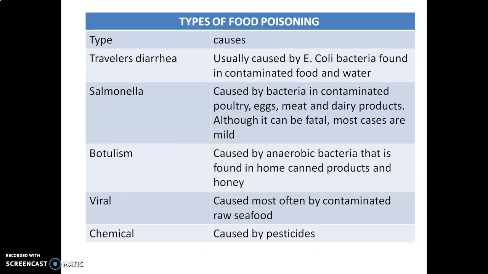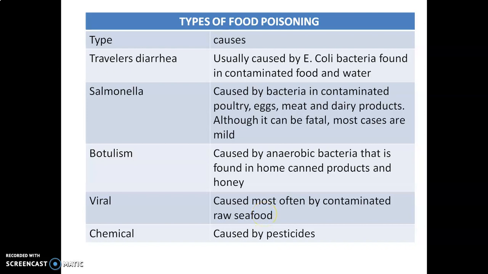The types like traveler's diarrhea, usually caused by E. coli bacteria found in contaminated food and water, and we have salmonella caused by bacteria in contaminated poultry, egg, meat, dairy products. Although it can be fatal, in most cases it may be very mild. And we have botulism caused by anaerobic bacteria that is found in home-canned products and even in honey. And we have the viral type caused most often by contaminated raw seafood.